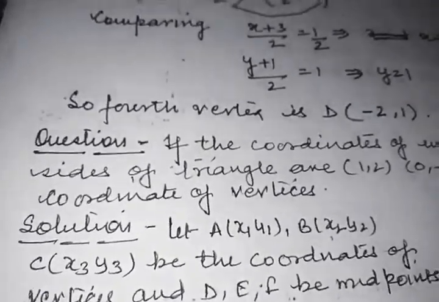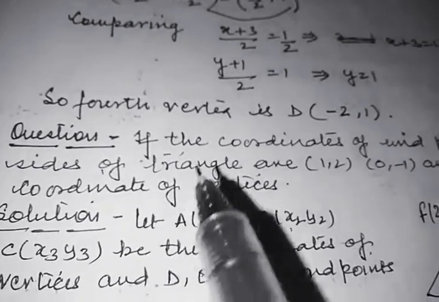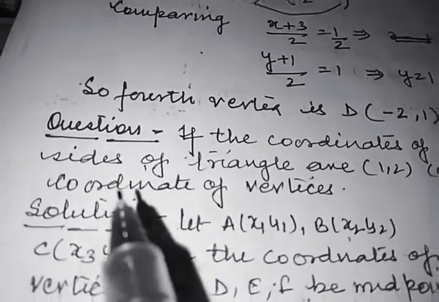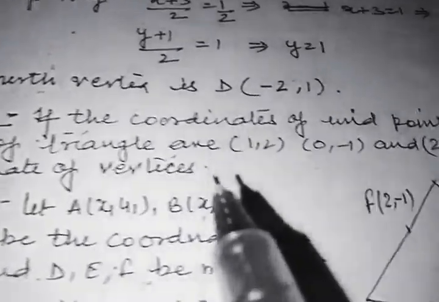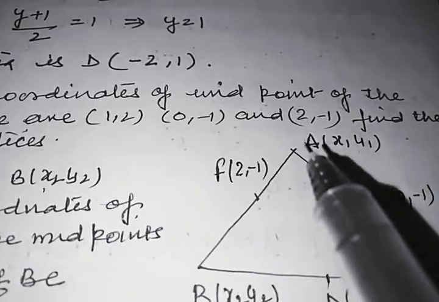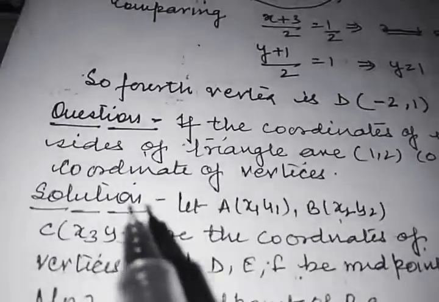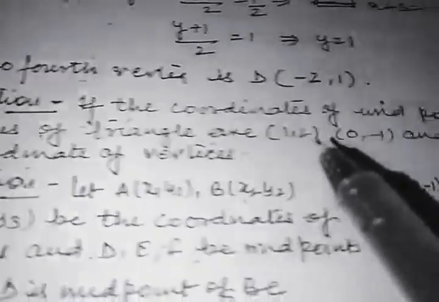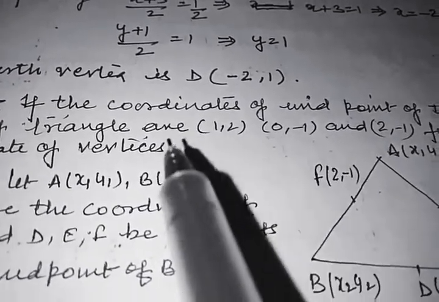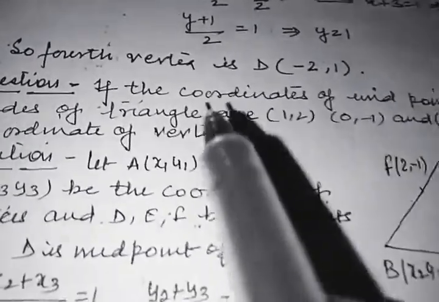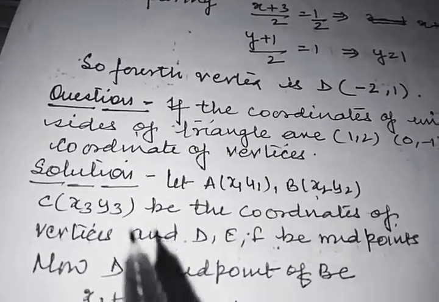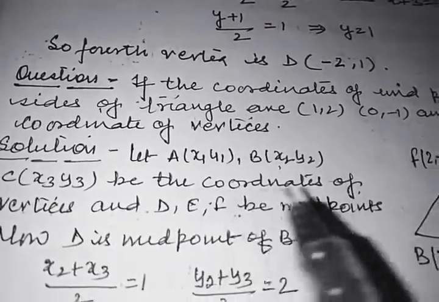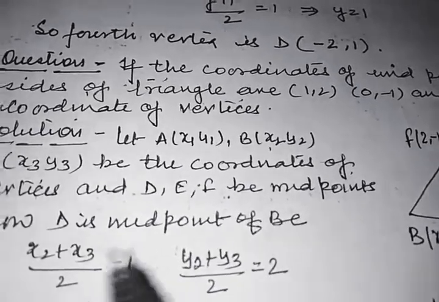Okay, now children, see, this is a bit lengthy question, but it is not typical. If the coordinates of the midpoints of the sides of a triangle are (1, 2), (0, -1), (2, -1), find the coordinates of the vertices. Okay, so these are the coordinates of the midpoints of the triangle, and you have to find the coordinates of the vertices. Okay, so we let A(x1, y1), B(x2, y2), C(x3, y3) be the coordinates of the vertices, and D, E, F are the midpoints.